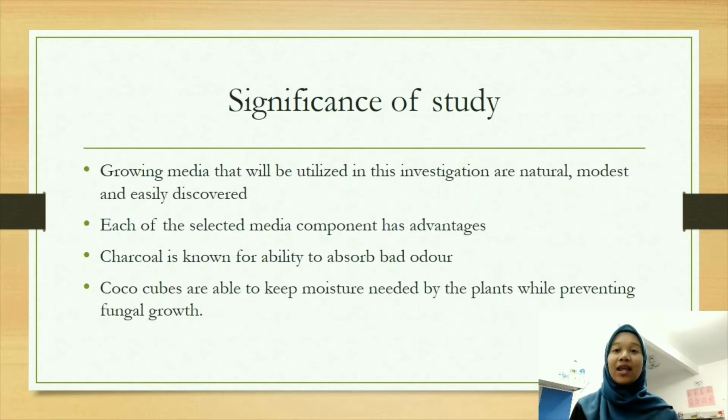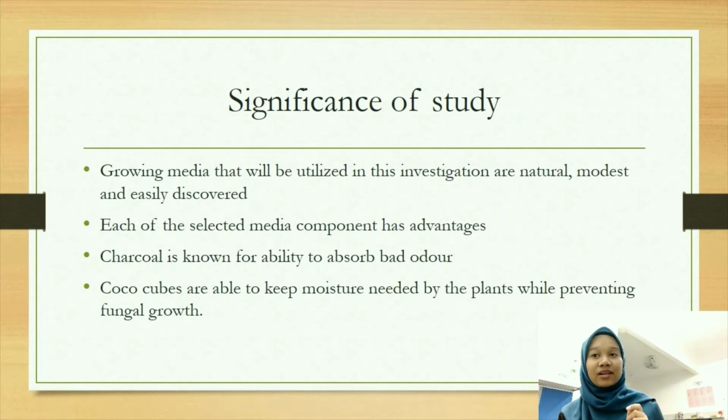For the significance of the study, the growing media that will be utilized in this investigation are natural, modest, and easily found. Each of the selected media components has advantages: charcoal is known for its ability to absorb odor, and cocoa cubes are able to keep the moisture needed by the plant while preventing fungal growth.